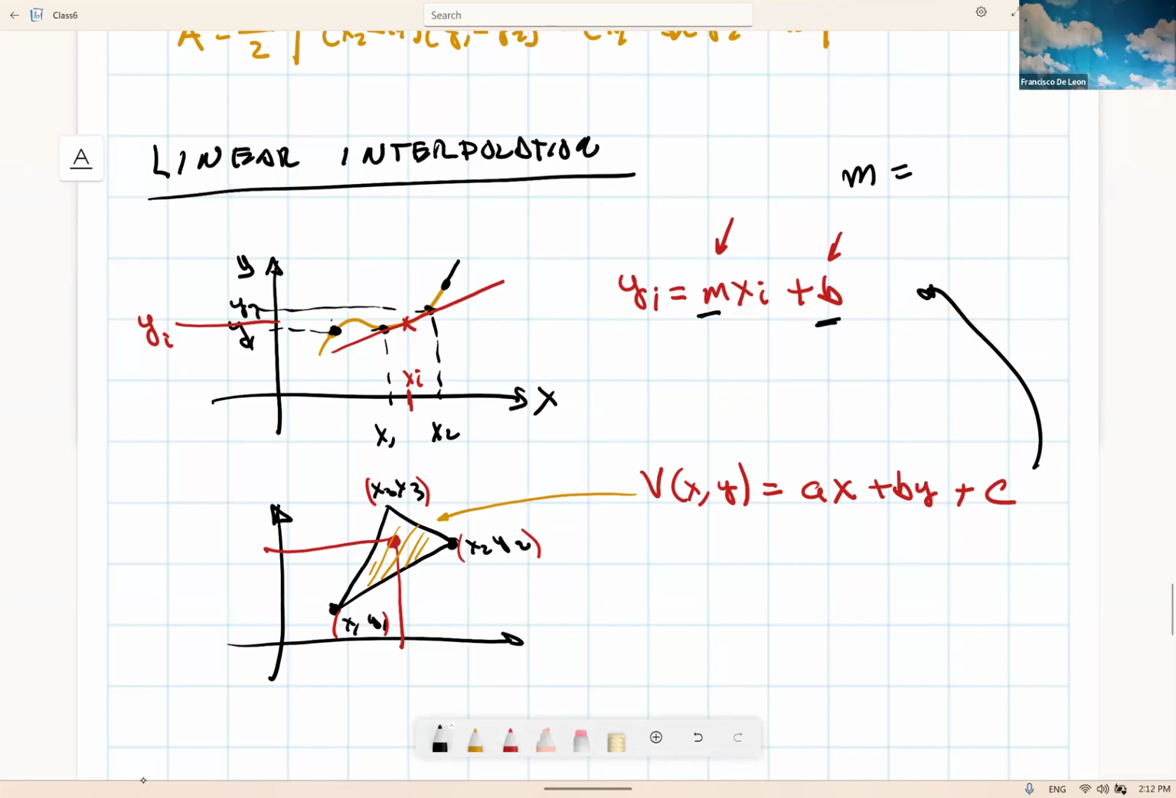You are going to compute m by saying y2 minus y1 over x2 minus x1. And you're going to have an expression for b that I don't remember. But for the slopes, you have this. And you compute this by just extending the line. So you have the slope, you extend the line, and then you compute this b. All simple trigonometry from high school.